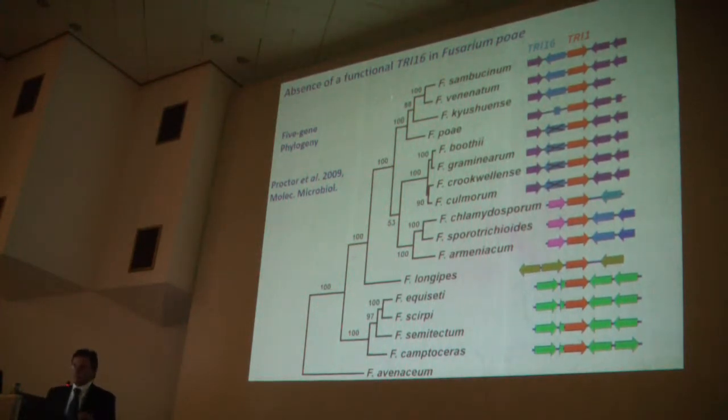And this is important because Fusarium poae is one of the most widespread species in Europe, colonizing different environmental niches. So it is absolutely important to assess this well in order to have a correct risk assessment of the Fusarium ecology.